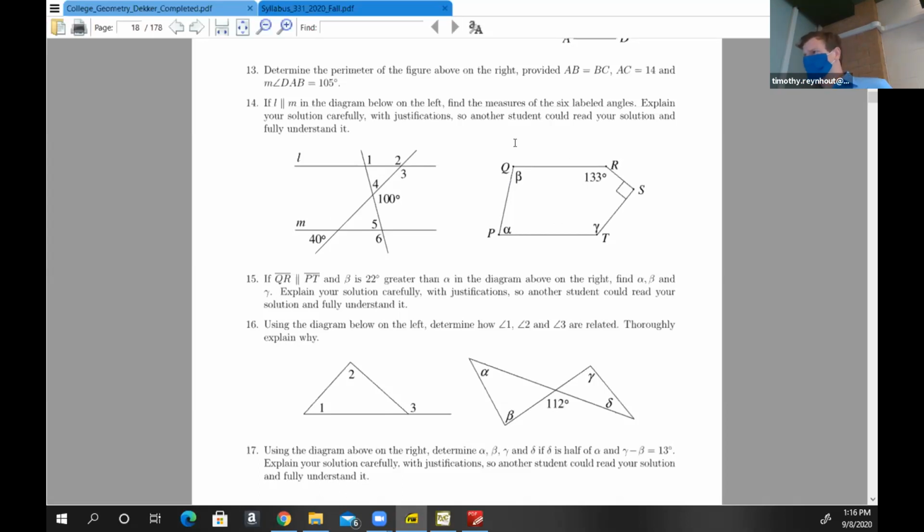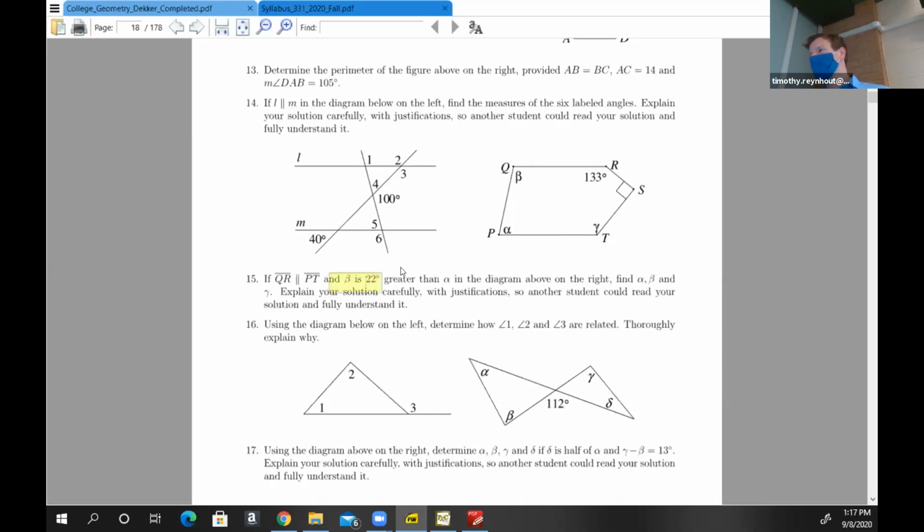So many of us extended the lines so that we could use corresponding angles or vertical angles or whatever the case may be. But that wasn't completely necessary. With QR and PT being parallel to one another, we actually have that interior angles on the same side of the transversal QP are supplementary. So we immediately have that the sum of those two is 180 degrees.